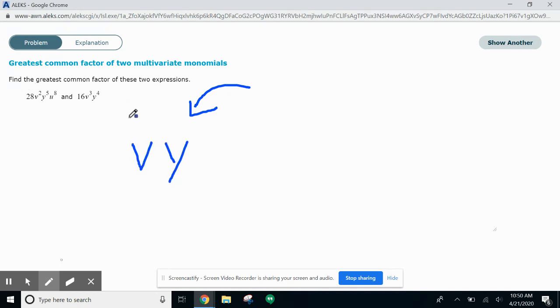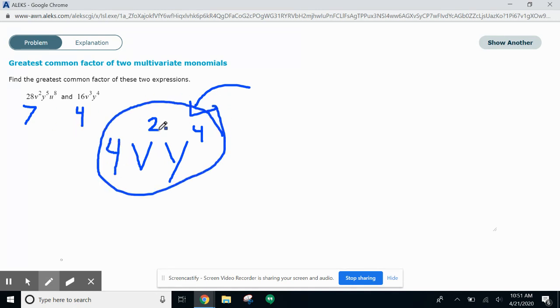And we'll look at the numbers next. But for V and Y, let's see, this one has 2 and this one has 3. So the greatest I can take out is 2. And for Y, 4 and 5, the most I can take out, the greatest common factor, would be y to the 4th. Now the numbers here, they're both divisible by 2, but I think they're also divisible by 4. If I divide this by 4, I get 7. If I divide this by 4, I get 4. So I can't divide them anymore, but my greatest common factor, when I divide out that 4, v squared and y 4, would be this.